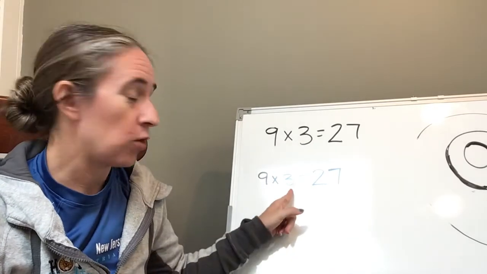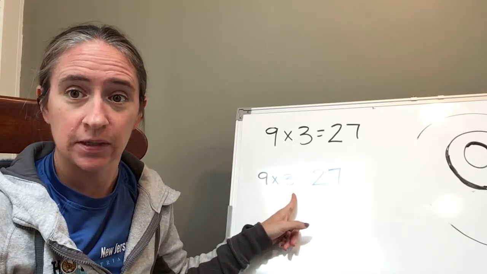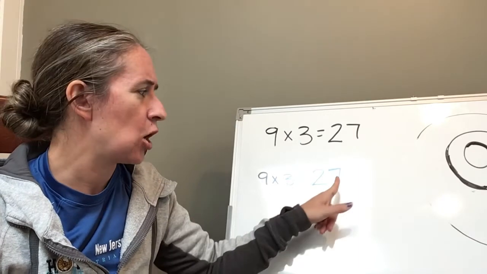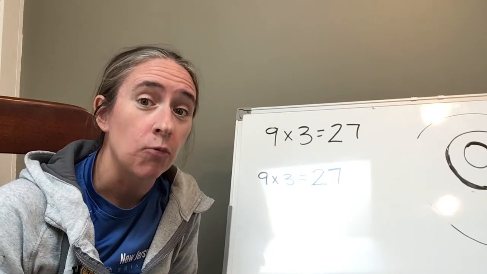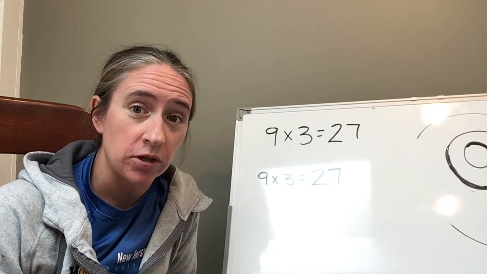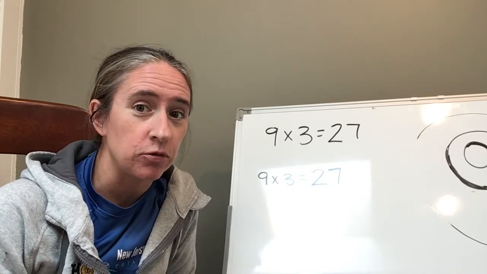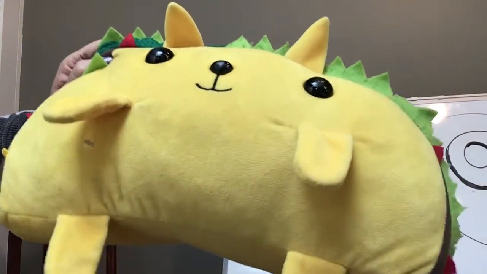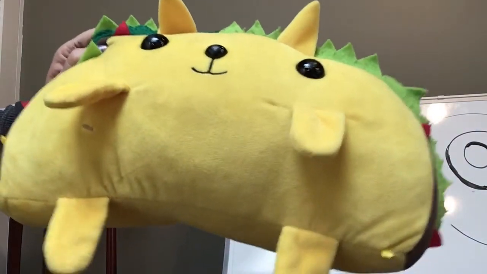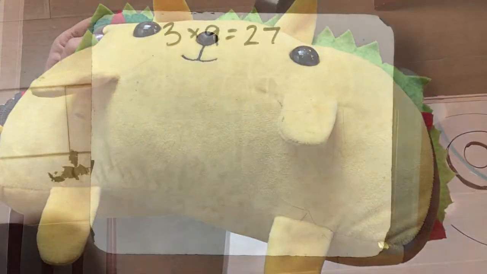I take away 1 from the factor that's not 9, put it in the tens place, and see what would make sense for the other one. This will work with any one-digit number that you're multiplying by 9. It's a pretty cool trick. Taco Cat knows an even cooler trick, but I need your fingers to help me.